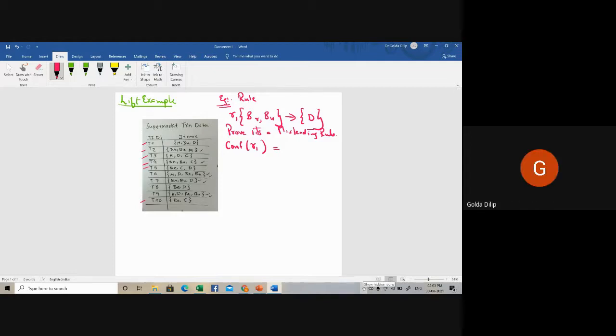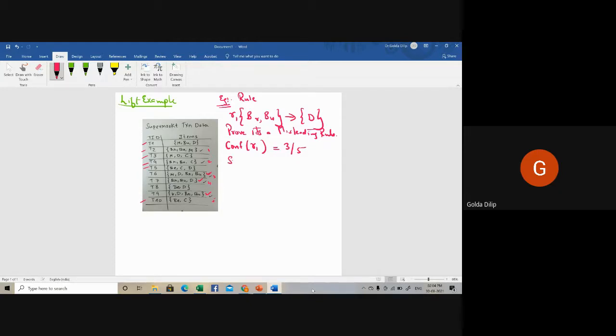What is the confidence of this particular rule? My rule is bread comma butter gives you diaper. The confidence of this rule is the number of transactions having bread, butter, and diaper, which is there here, here, and here. That is 3, divided by the support count of bread and butter, which is coming in 1, 2, 3, 4, 5 places. So the confidence of rule R1 is 3 by 5.